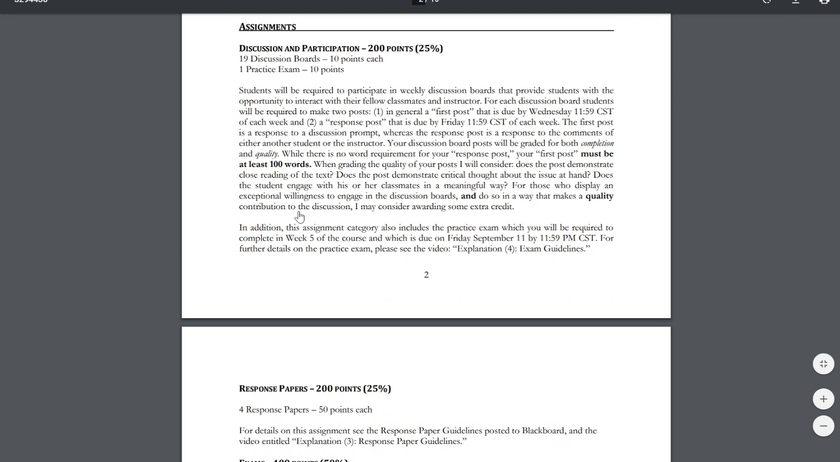And if you go to the assignments area, you'll see right here under the discussion and participation heading is a short description of the points I'm going to go over right now.